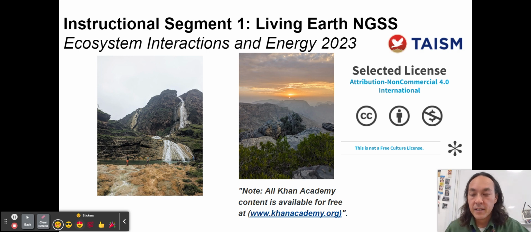Here are two beautiful ecosystems that I just got to hang out with and to show our wonderful ecosystem diversity here in Oman.